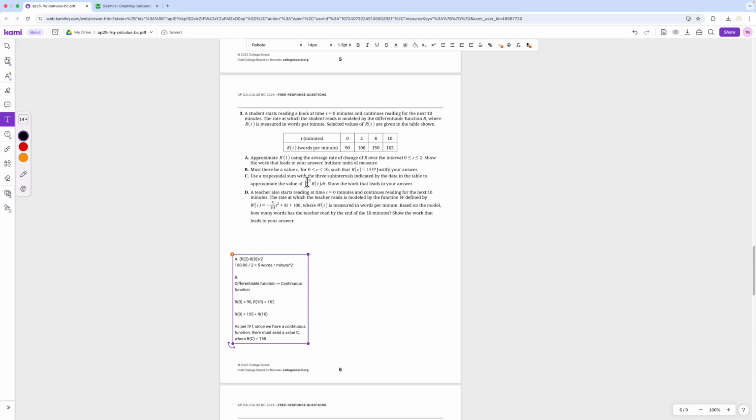Now we're on to C. Use a trapezoidal sum with 3 subintervals in the data to approximate the value of the integral from 0 to 10 of r of t. Now, how do we do this? Well, remember your trapezoidal sums and our interval lengths. The area of a trapezoid is (a plus b) times h divided by 2. Now, what's our height here? The height is the length of your subinterval. A is 90 and b is 100 for this example.